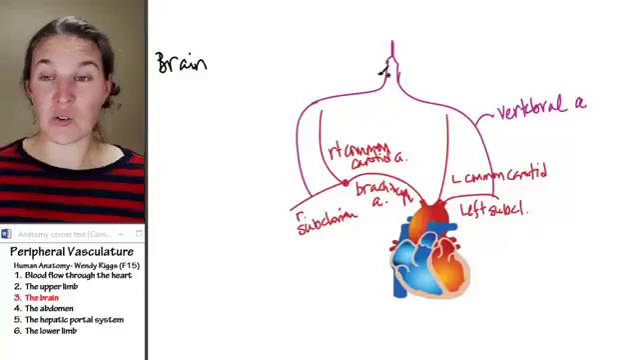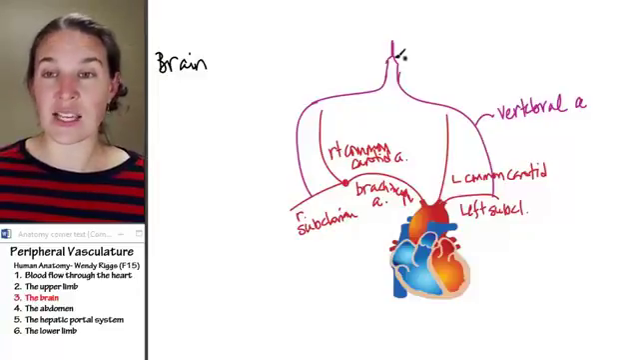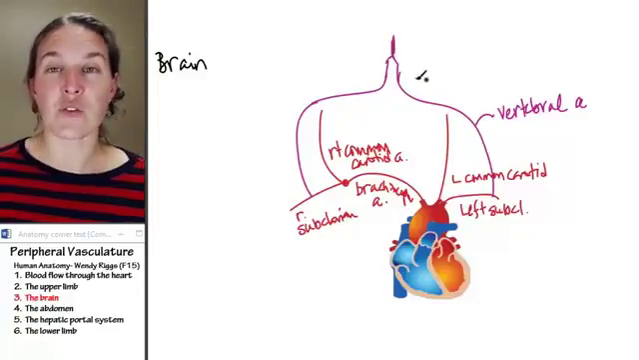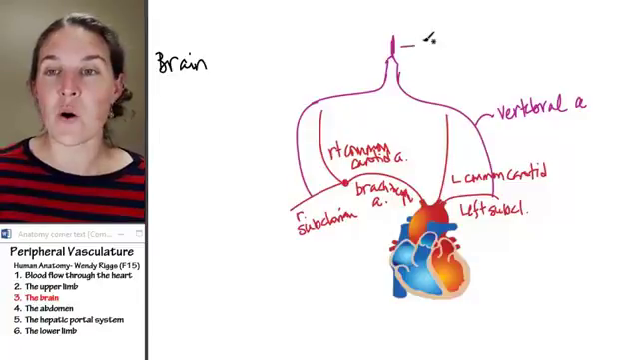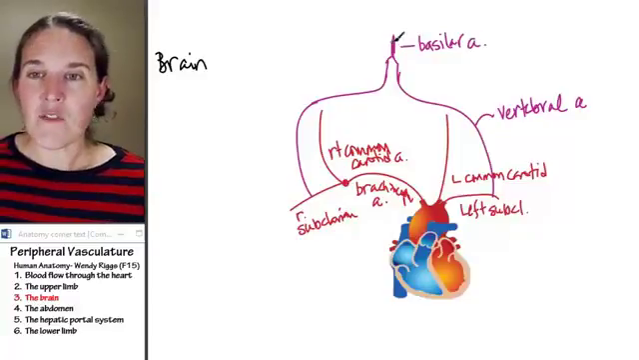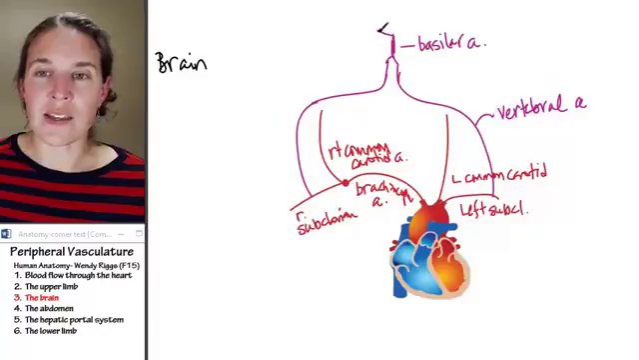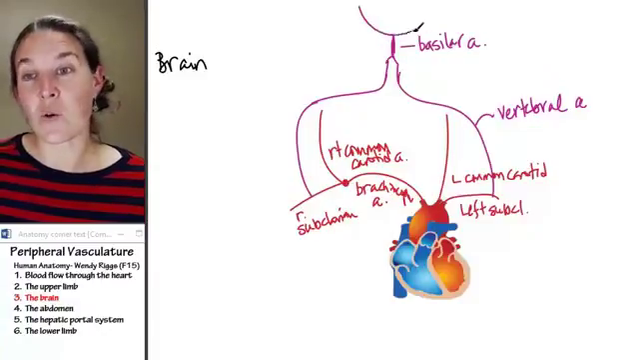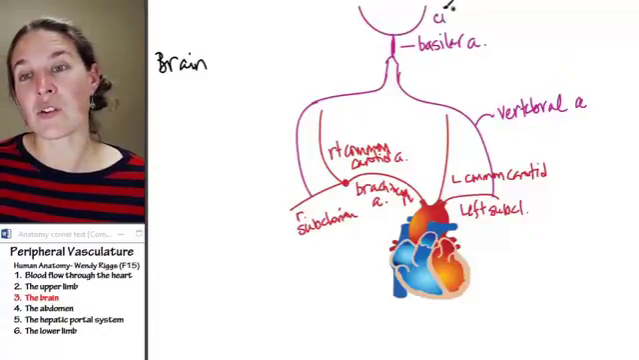And I'm going to show you what this actually looks like. But they join together, the two vertebral arteries join together to form the basilar artery. And the basilar artery feeds into the phenomenal and quite famous circle of Willis.